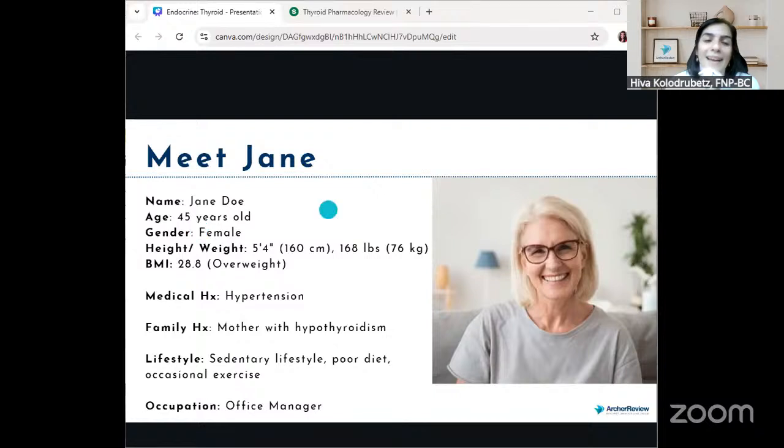You are an astute provider and you know that she's got a family history of hypothyroidism. Her lifestyle, you've talked about it. She's mostly sedentary, tries to occasionally exercise, but she admits she's not good with the exercise. Diet's not great. She does work as an office manager and she is pretty stressed out most days.